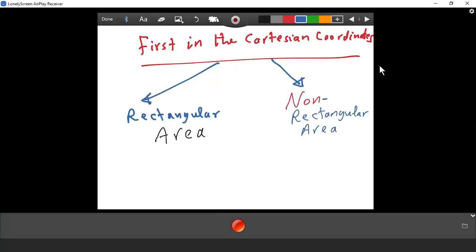So what does it mean, a rectangular area? Rectangular comes from rectangle. When you have a rectangle, you have the width and the length, with x starting from a to b, right? And y starts, say, from c to d. So this is a rectangular area, exactly like a rectangle, right?